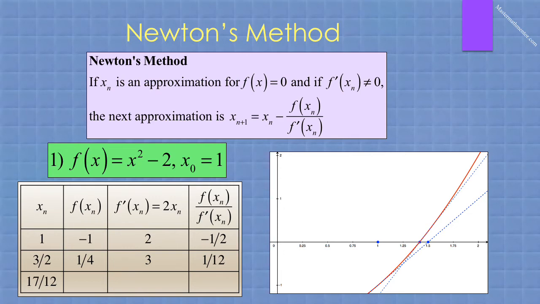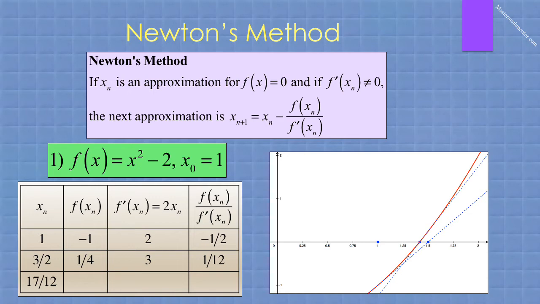F prime of x is 2x. So f prime of x sub n is 2x sub n, and therefore when x sub n equals 1, we get 2. Therefore, we then look at the fraction f of x sub n over f prime of x sub n, and that gives us negative 1/2. So our new value of x sub n is 1 minus negative 1/2, which is 3/2.